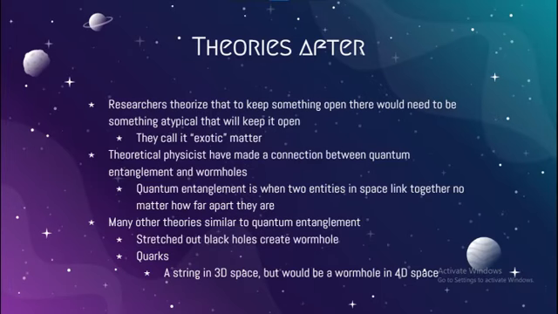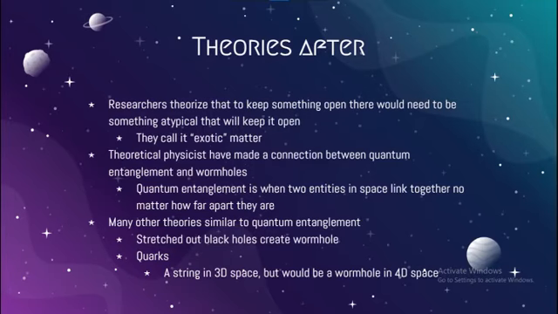Another theory involves quantum entanglement. Now, quantum entanglement is basically when two quantum particles in space are linked together in a special way, and that link makes it so that no matter how far apart they are, they always stay in the same state.